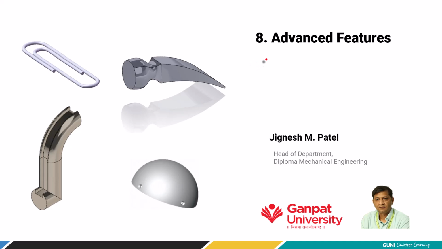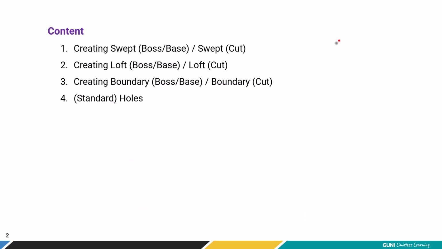In this module 8, we will learn how to use advanced features. We will discuss how to create swept boss base and swept cut. Then we'll see what is loft boss base and loft cut. Similarly for boundary features. And lastly, we are going to learn how to use standard hole features.